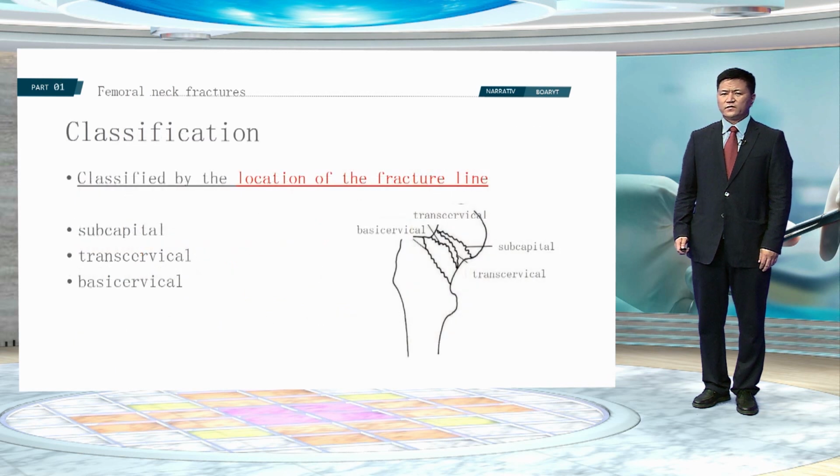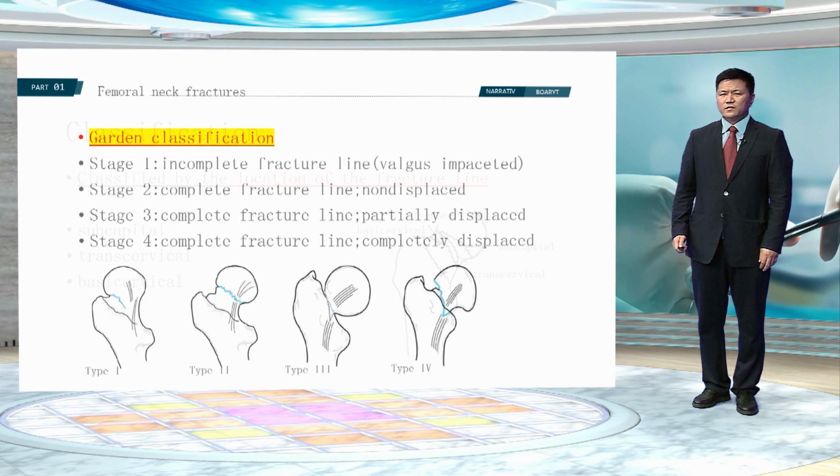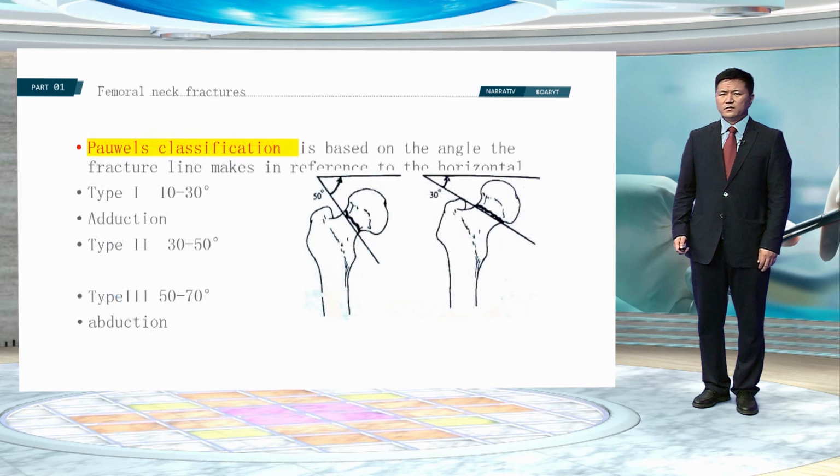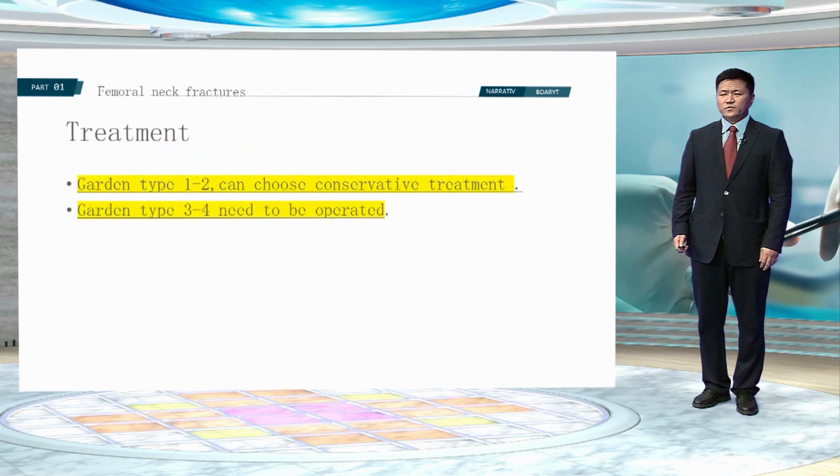There are several classifications. First is classified by the location of the fracture line. The other is the Garden classification. It depends on whether it is a complete fracture or displaced. The other is the Pauwels classification. The treatment usually depends on the Garden classification.